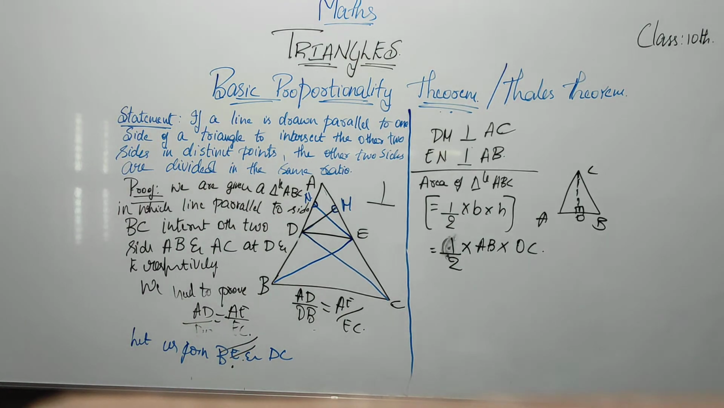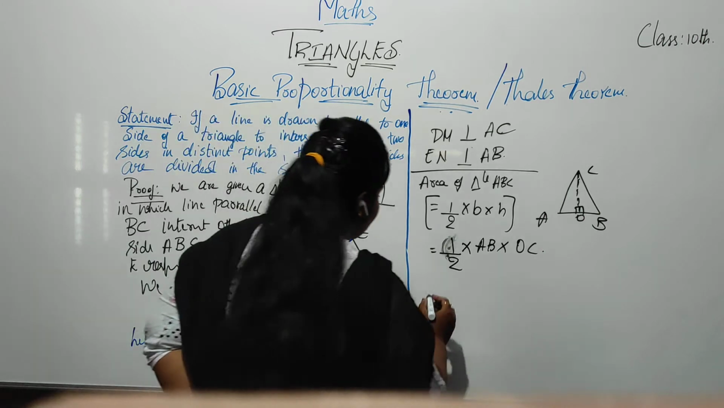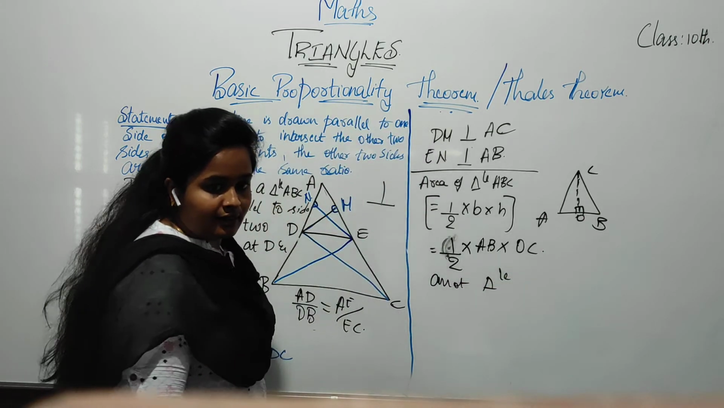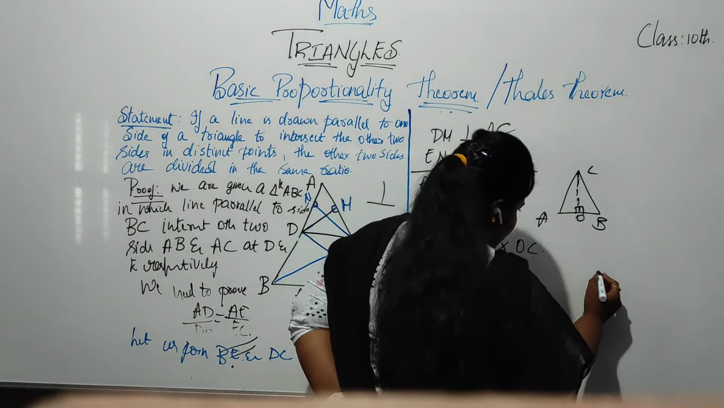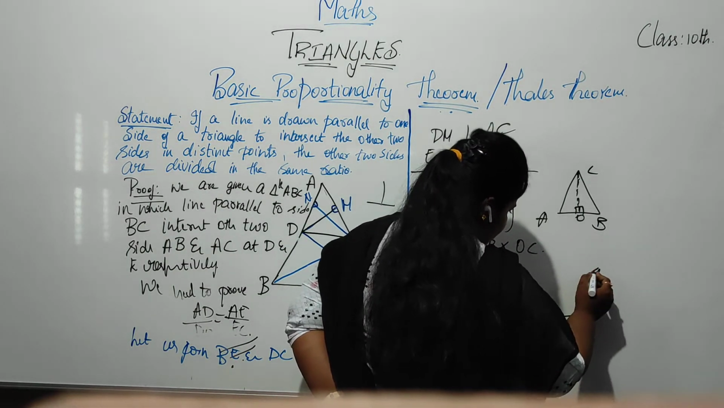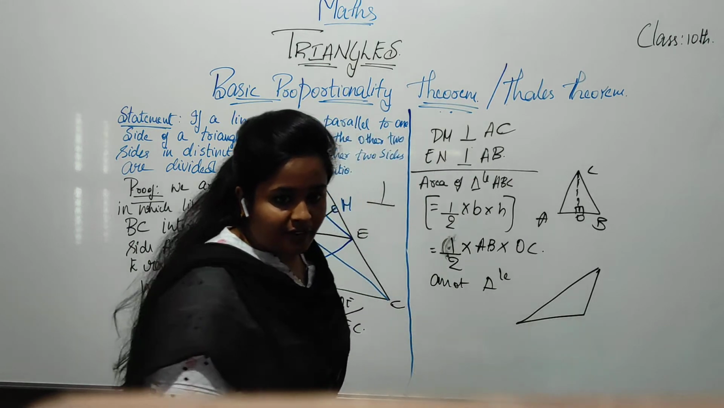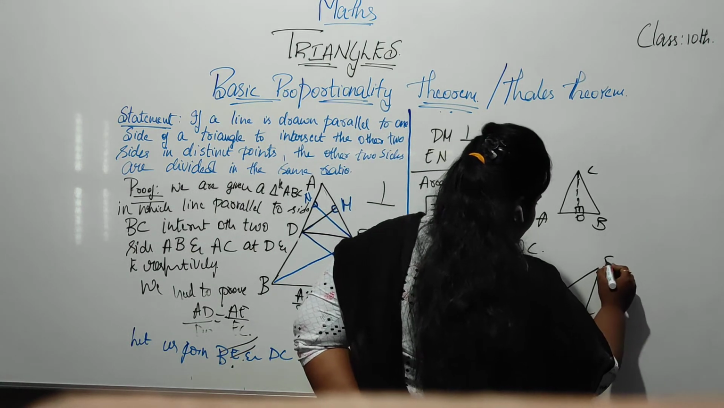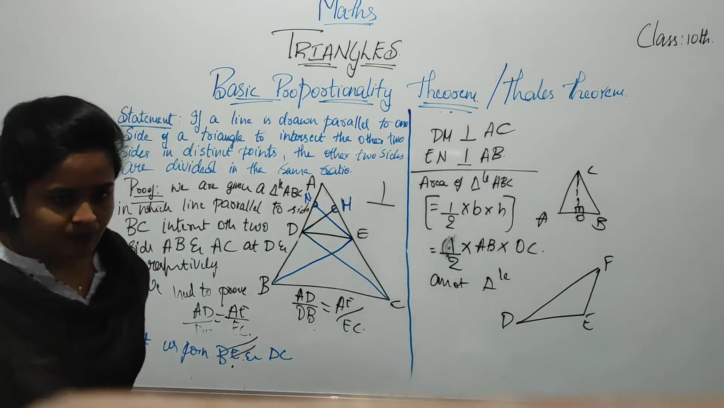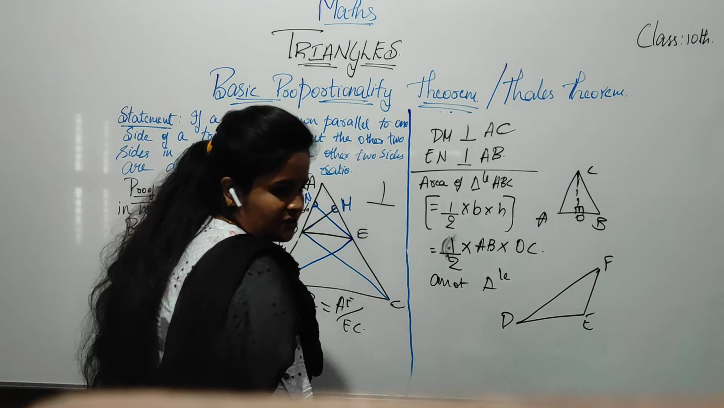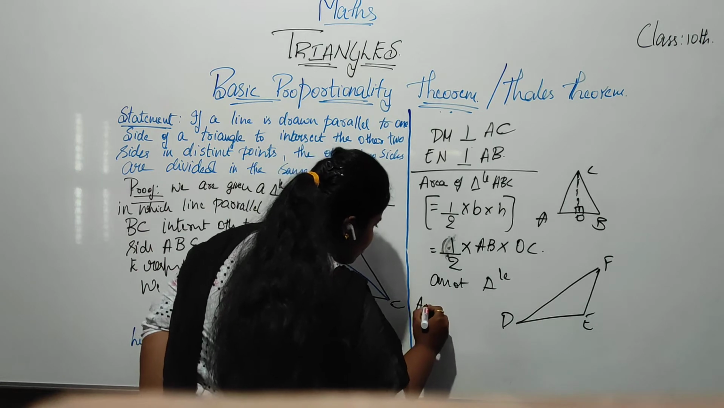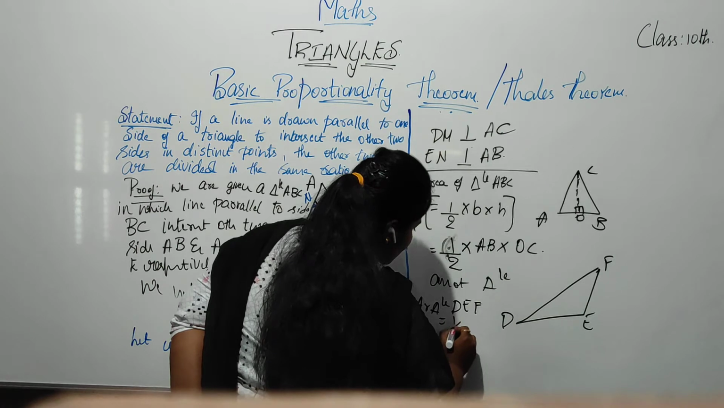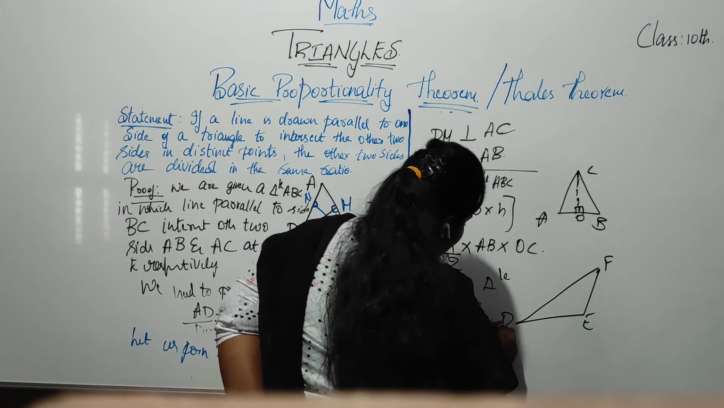Let us consider another triangle, of a different angle. Consider this as D, E and F. So area of triangle DEF equals half into base into height.